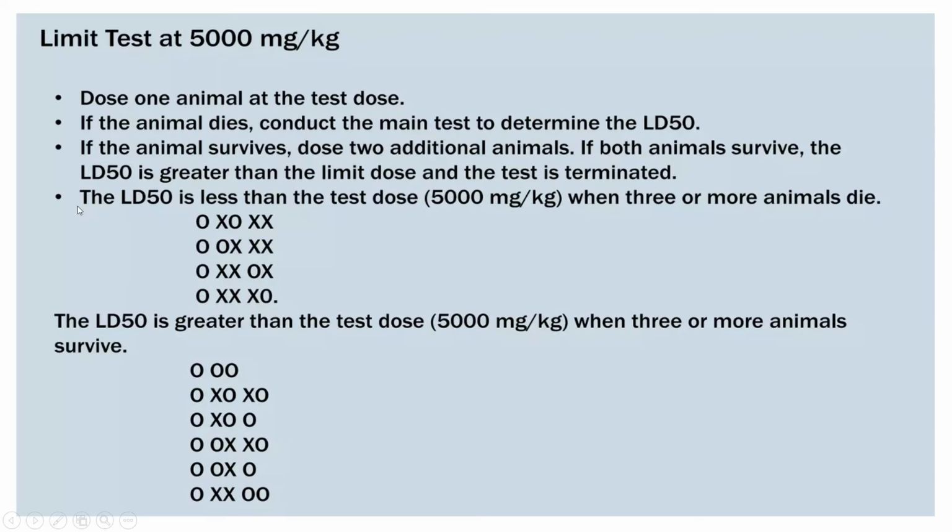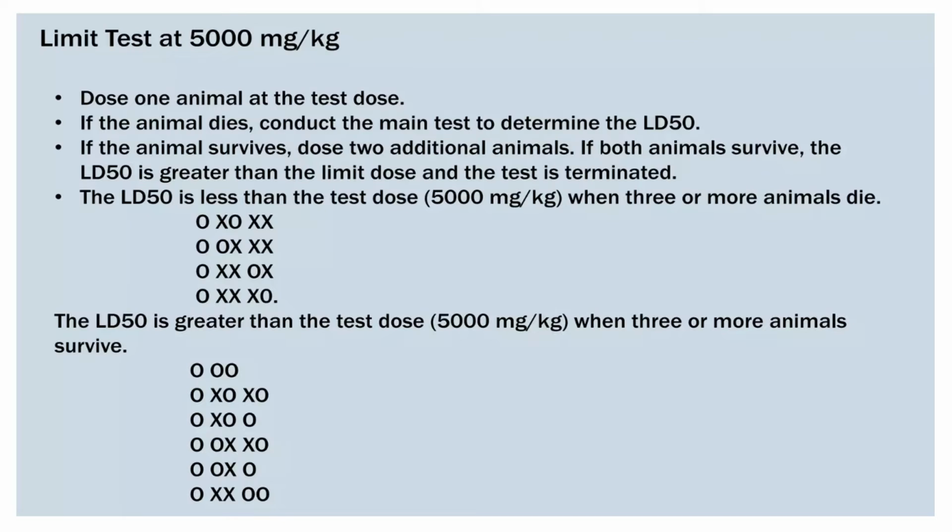If only three animals die, we can decide that the LD50 is less than 5000 mg. If more than three animals are not dying, then we can easily decide that the LD50 is more than 5000 mg. So if the animal dies, conduct the main test and determine the LD50.